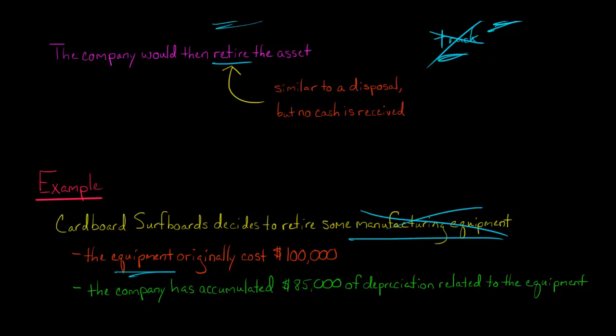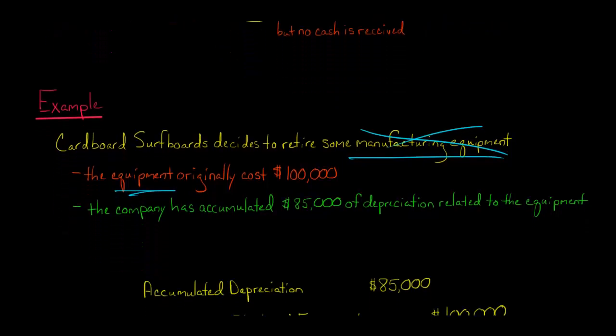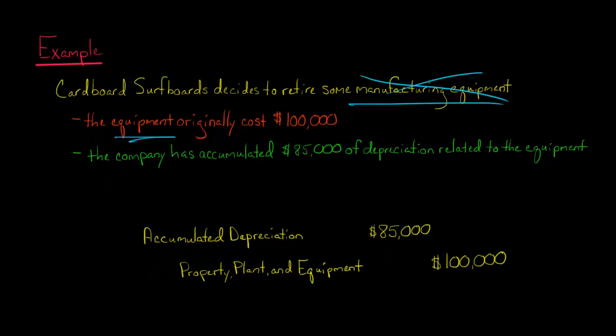Okay, they would have debited the property, plant, and equipment account, increased it by $100,000. But they have taken depreciation on that manufacturing equipment since that time, and they have accumulated depreciation of $85,000. So they bought the asset for $100,000. They have taken $85,000 of depreciation, so its net book value is $15,000. But they're not selling the equipment. They're just going to get rid of it. They're just going to take it to a landfill or something like that.